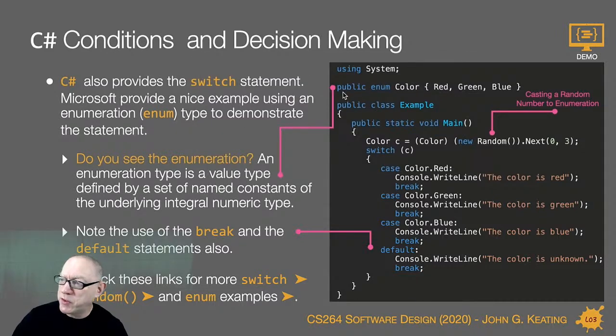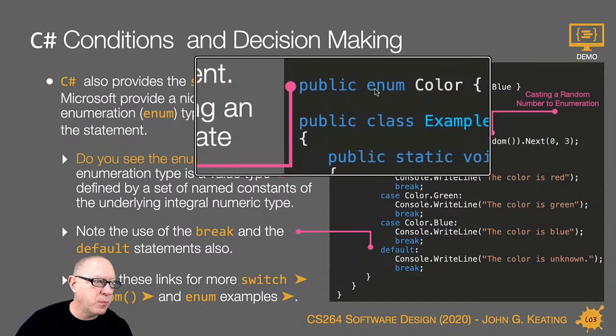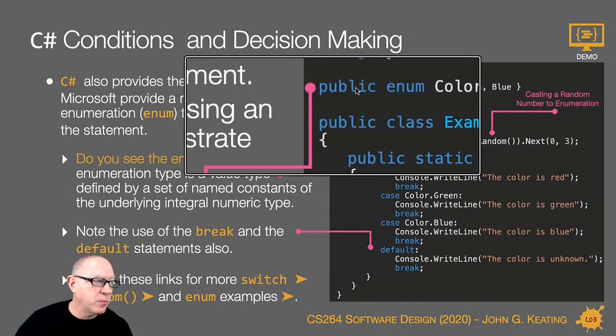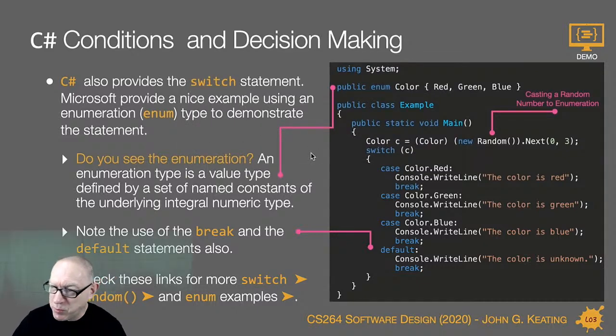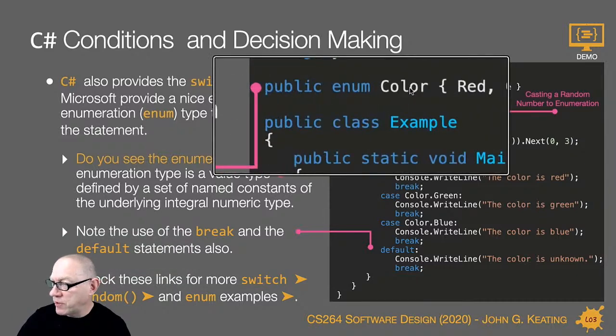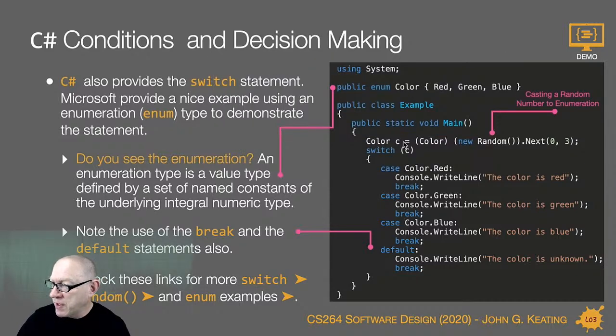Now you'll see in this particular code here as well that we have some modifiers, in terms of making it public. So this has got to do with visibility. And we'll see more about visibility when we look at classes next time, okay? So that's fine. Okay, so I've created this enumeration. It's a reference type.